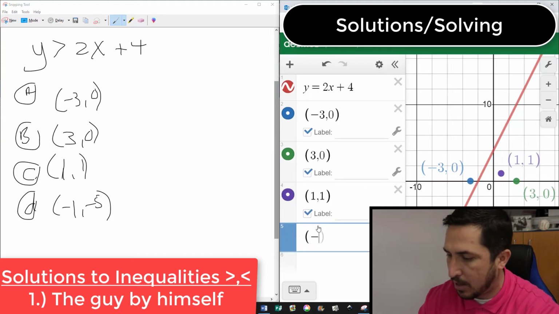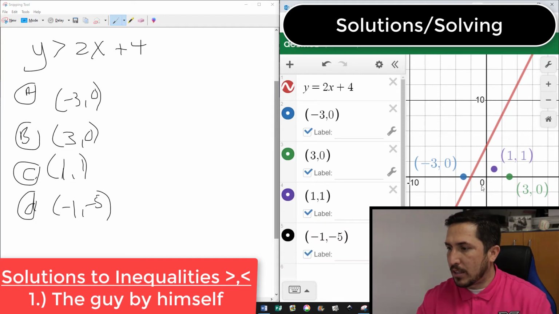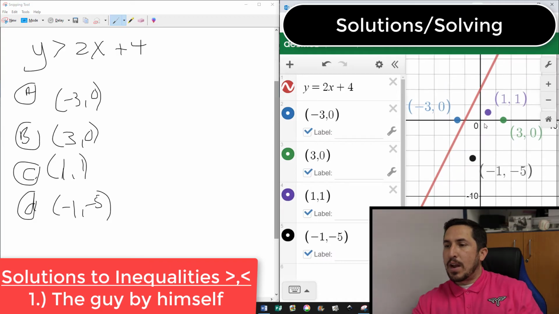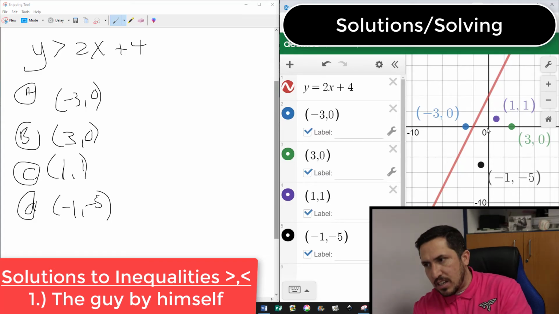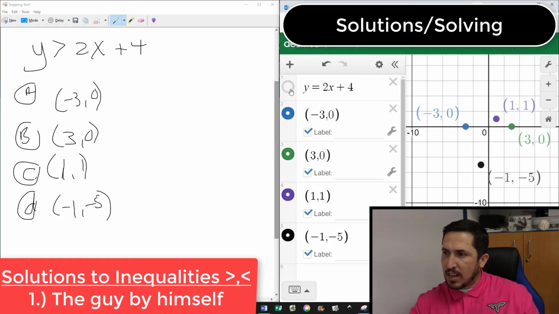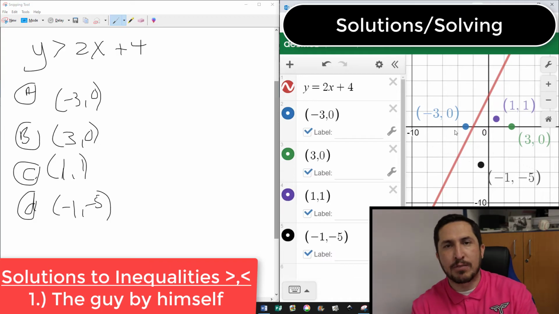Let's do choice D, negative 1, comma, negative 5, all right? Label them. All right, so see, I have 4 guys on this grid. I got 4 points here. Whenever they ask you to do this stuff, they are asking you to see which dot is by himself. So see how this line right here splits the dots up? I've got 3 dots on this side and 1 dot on that side. You pick the dot that's by himself, that's the answer, you're done.